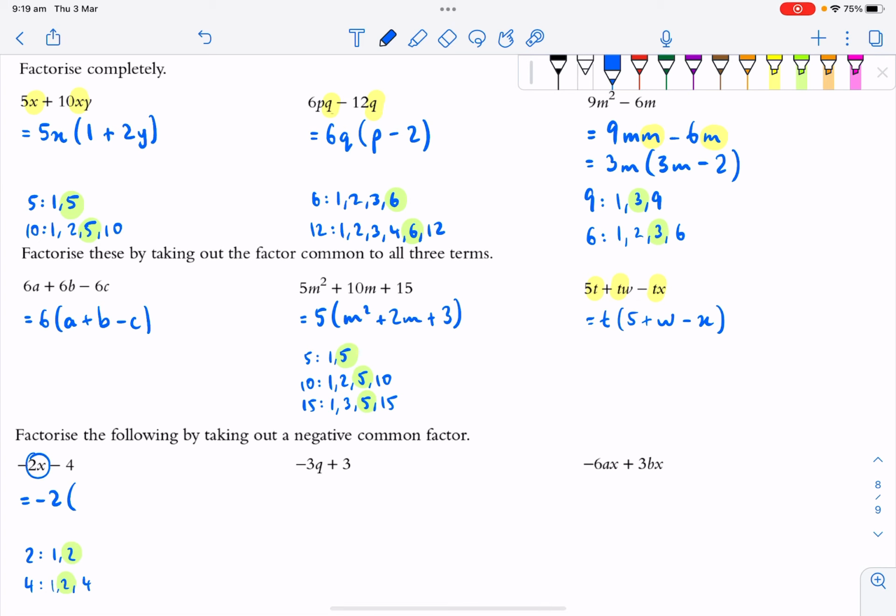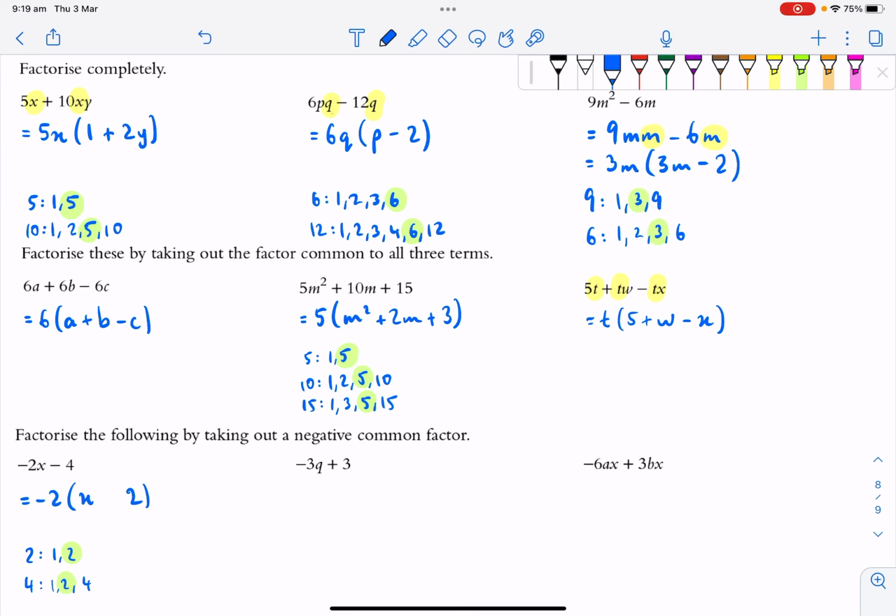We do 2x divided by 2, and 2x divided by 2 is just x. And then here, 4 divided by 2, that's 2. Pretty straightforward. Now, here's the catch. That was negative. So I took out the negative, meaning the inside is no longer negative.